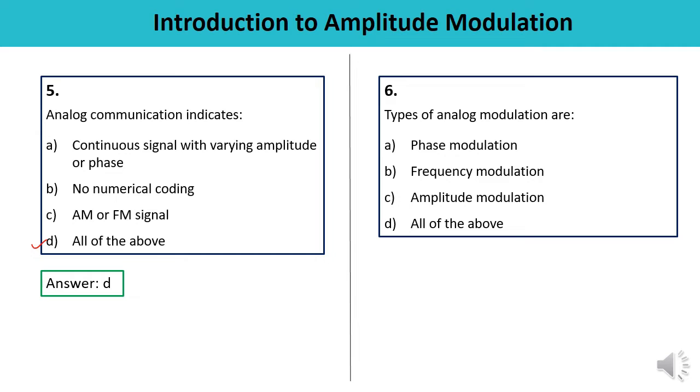Next question: types of analog modulation are. Recall what you have studied when we discussed the classification of analog modulation. Phase modulation, frequency modulation, and amplitude modulation, these are all the types of analog modulation. It means the answer is D. Correct one.